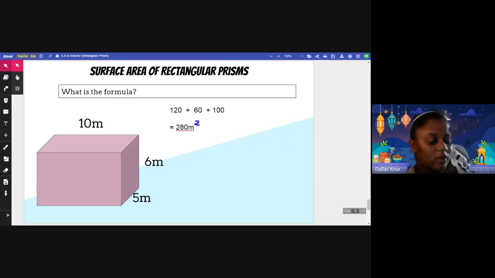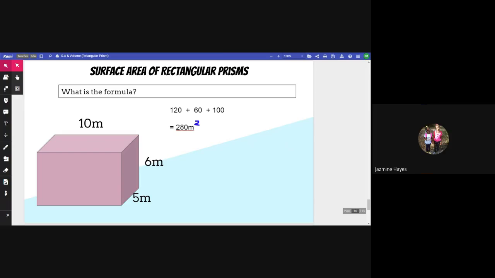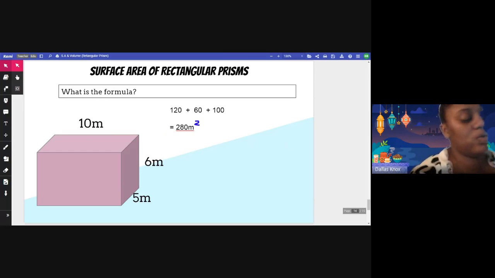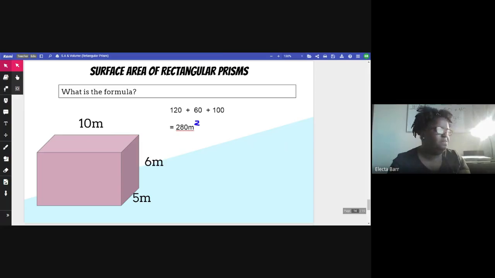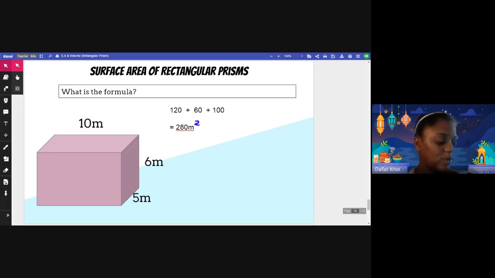Wait, I'm confused. So you said it's the height and the width, correct? Yes, the height and the width. And the height was 6 and the width was 5, right?